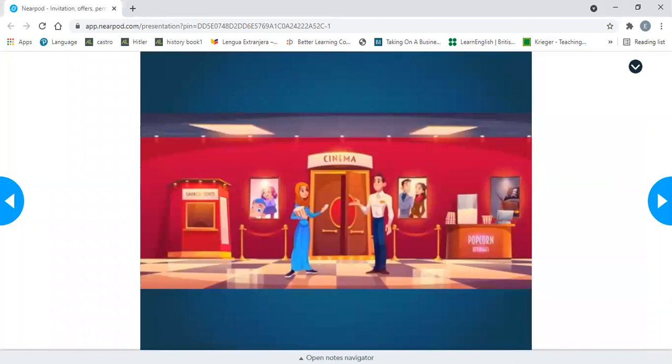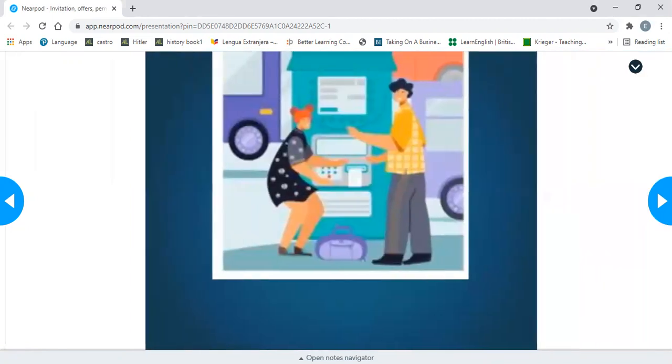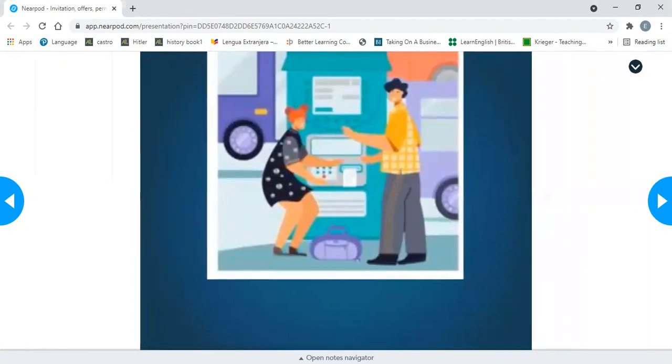What is happening in the next one? It seems like they are on a bus, could be. They are on a bus. And it seems that somebody is helping somebody. Okay, let's go back to the picture.